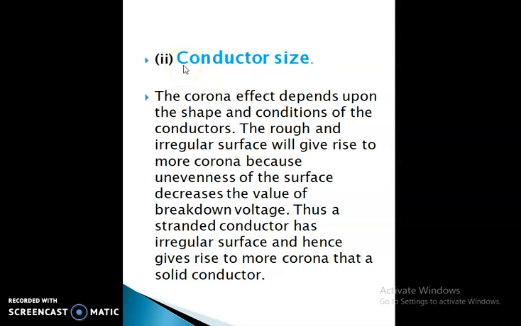Second one is conductor size. The corona effect depends upon the shape and condition of the conductor. A rough and irregular surface will give rise to more corona, because unevenness of the surface decreases the value of breakdown voltage. Thus, a stranded conductor has an irregular surface and hence gives rise to more corona than a solid conductor.